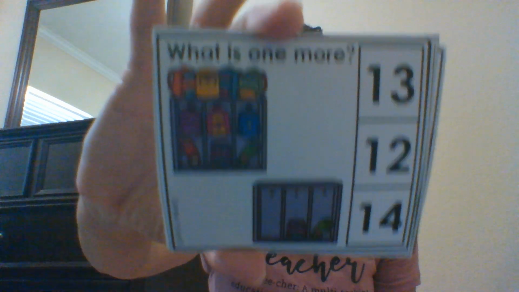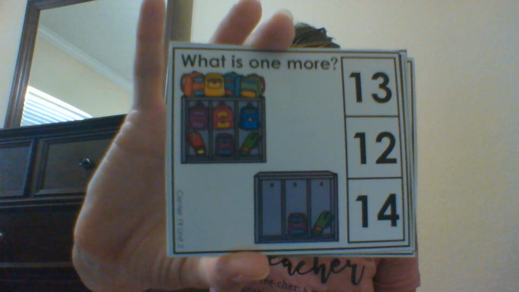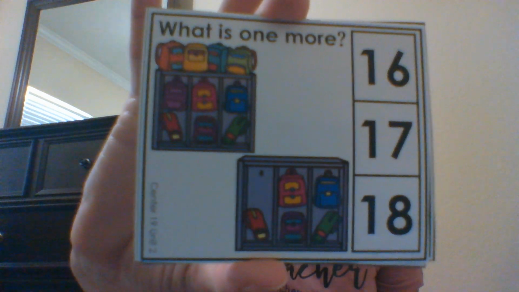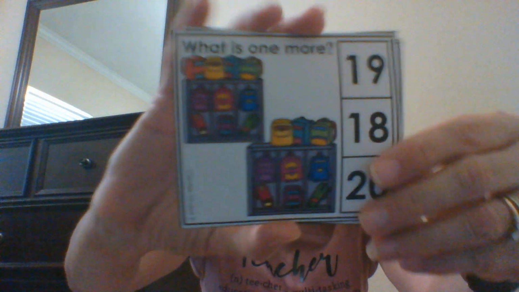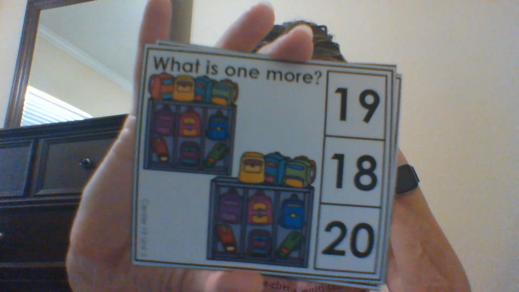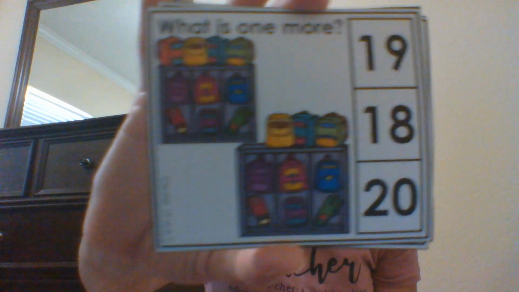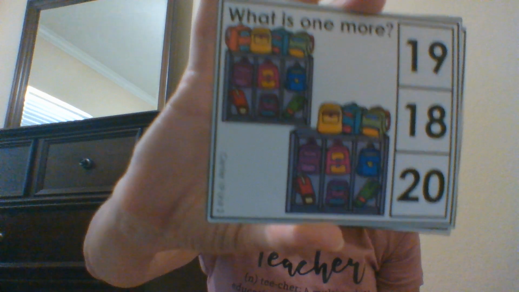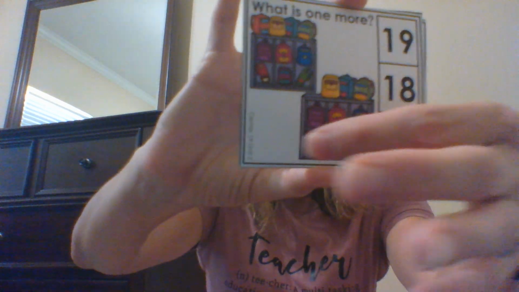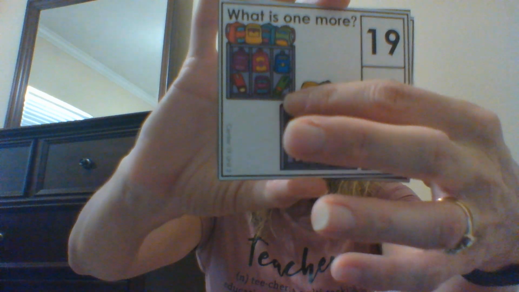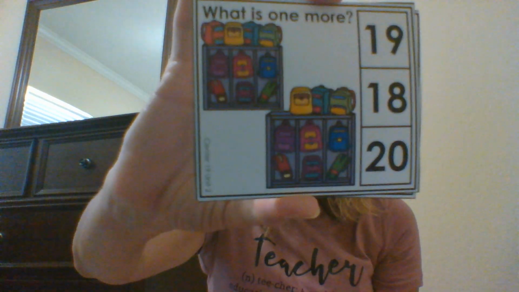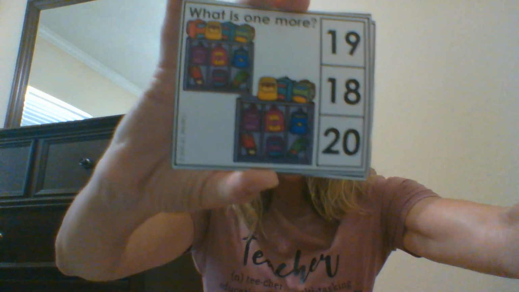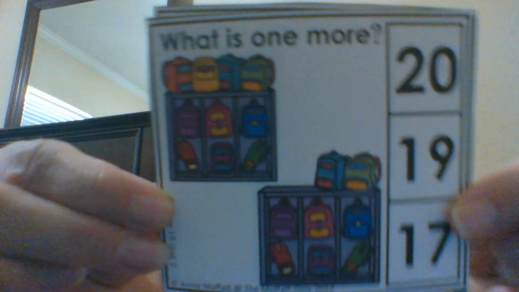All right, how about this one? One more than this many backpacks. Good, 13. And one more than this many. 16. Awesome. Ooh, what's one more than this many? Give you a little extra time to count. That's a lot of backpacks in that second locker. 11, 12, 13, 14, 15, 16, 17, 18, 19. Once more. One more. 20. Good job. And this one.